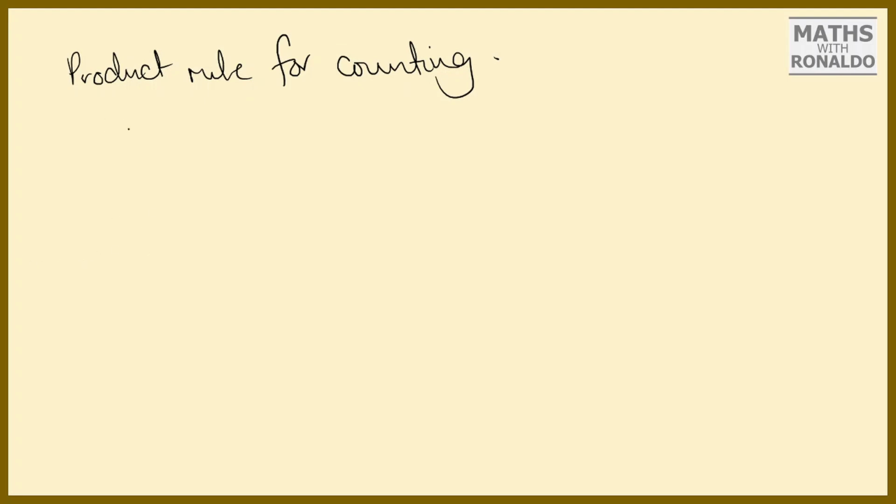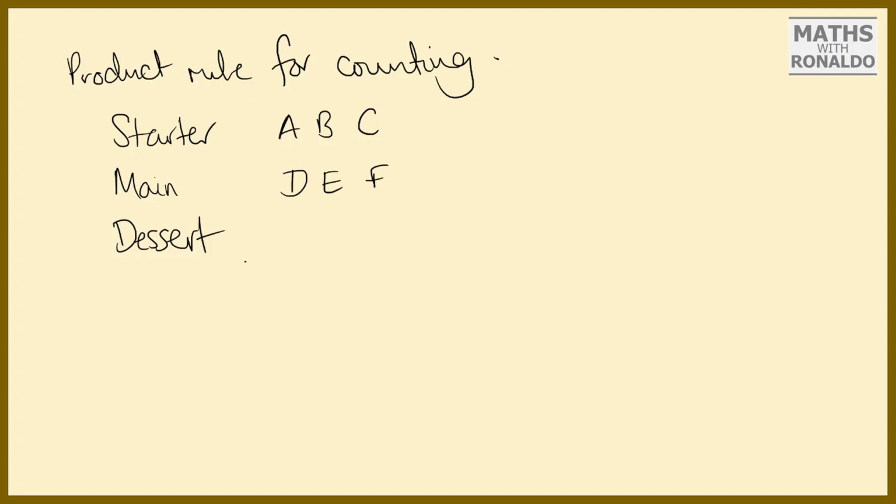Finally, for this video, we have the product rule for counting. The product rule for counting is quite simple. Say we have a restaurant, you're going to the restaurant and you have to eat a starter, a main meal, and you have desserts. Well, say we have starters A, B and C, and say we have main courses D, E and F, and desserts G and H.